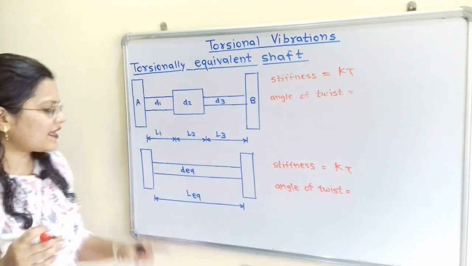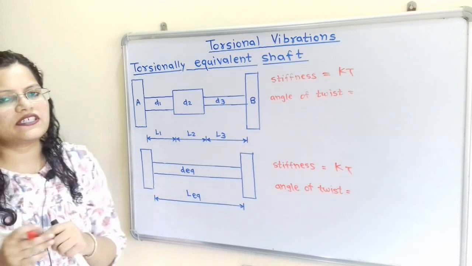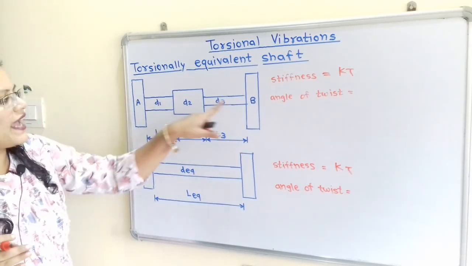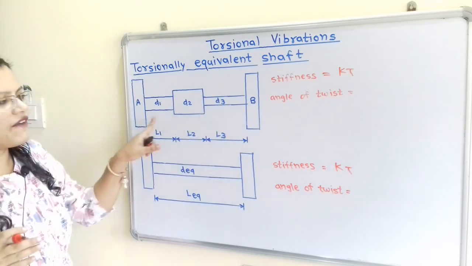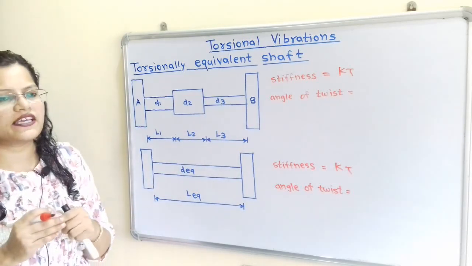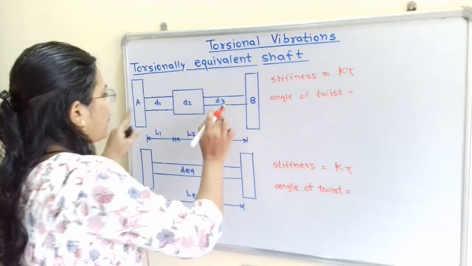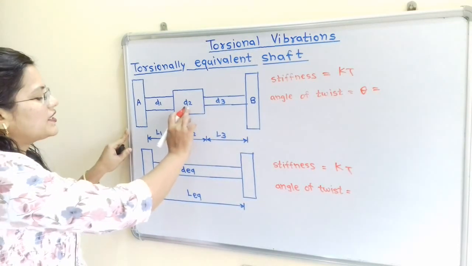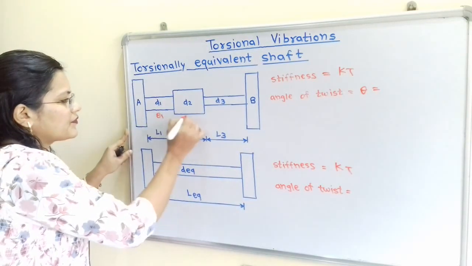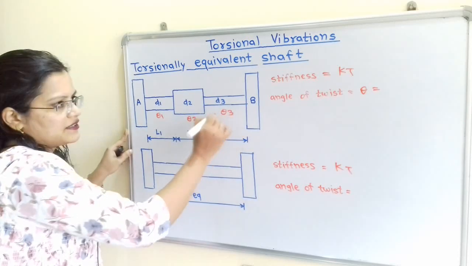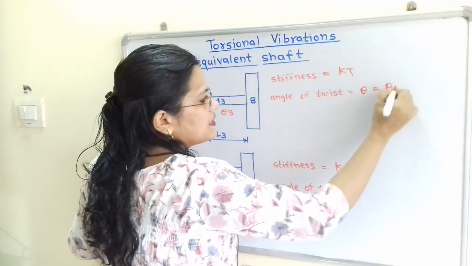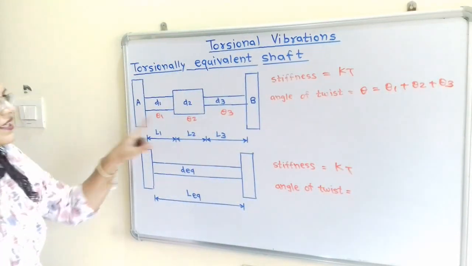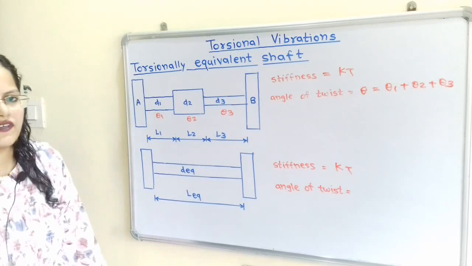Now when the torques are applied to the rotors in opposite directions, there is an angle of twist. So how do we find the angle of twist in this shaft with different diameters and different lengths? Suppose the angle of twist for this shaft is theta. How do we calculate this theta? Theta is theta 1 plus theta 2 plus theta 3. In this way we have to calculate the angle of twist theta.